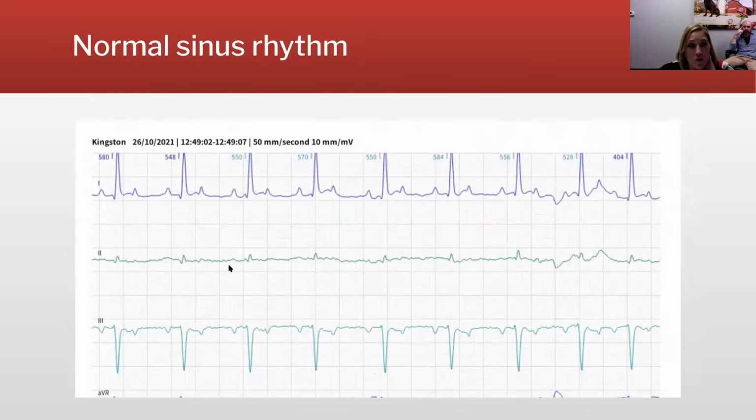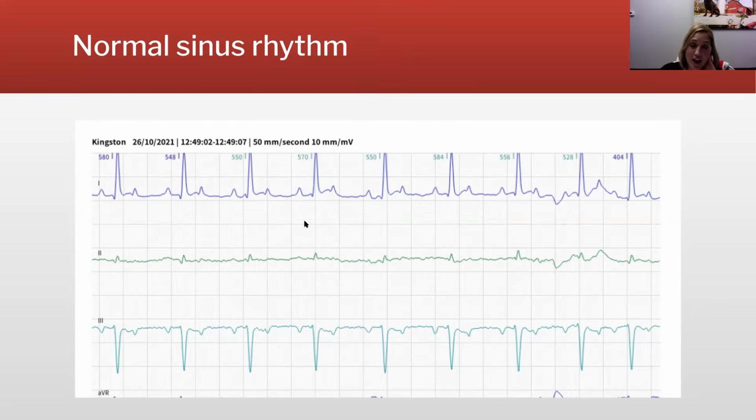There's another normal sinus rhythm. So the heart rate is normal. You have your upright P wave, you have your QRS complex and your T wave. There's a P for every QRS and a QRS for every P, and the distance between the P and the QRS is normal and regular. So they're consistently related. Again, you have some little baseline artifact, little motion.